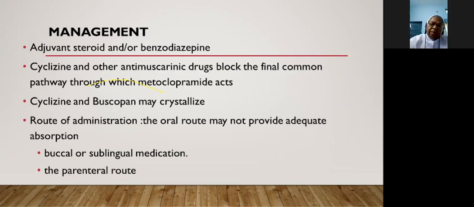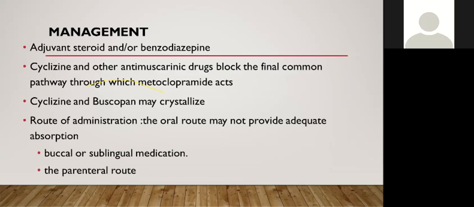So they both antagonize each other, so you don't give them both together. If you're giving cyclizine, then if you give metoclopramide, both of them together won't work, or they will just antagonize each other. Then if you're using a syringe driver, cyclizine and Buscopan can crystallize. So be careful when you use them both together.